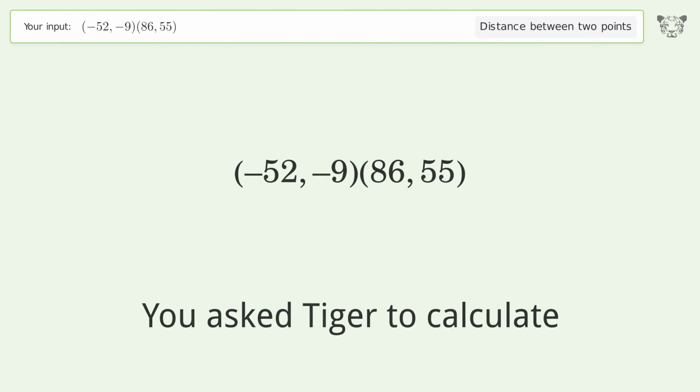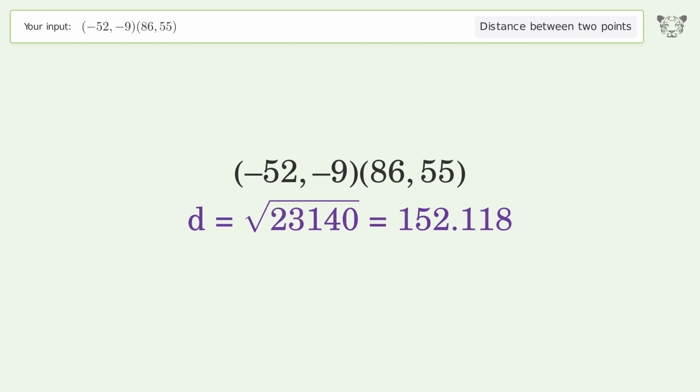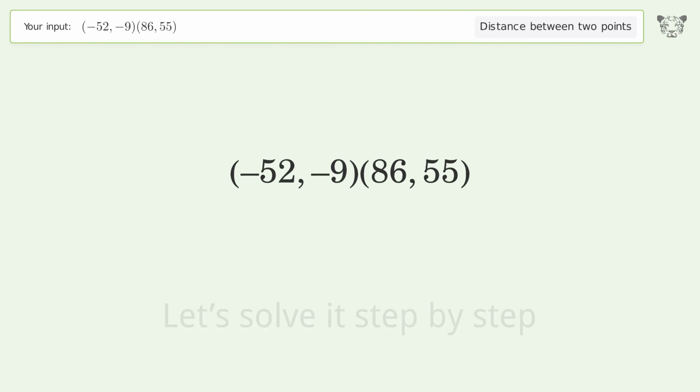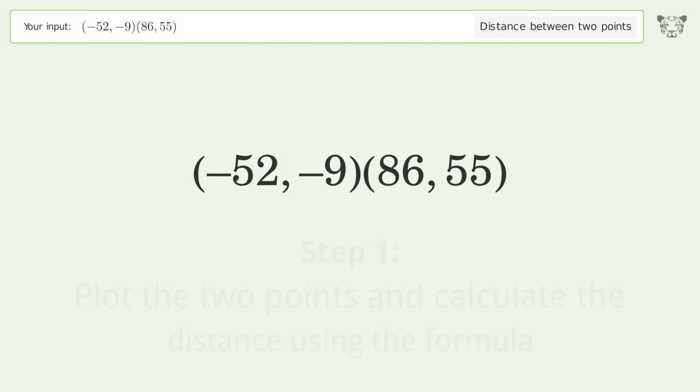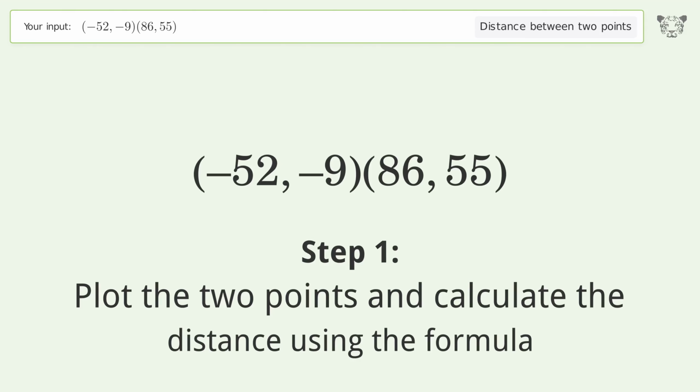You ask Tiger to calculate. This deals with the distance between 2 points. The distance between the 2 points is the square root of 23,140 or 152.118. Let's solve it step by step. Plot the 2 points and calculate the distance using the formula.